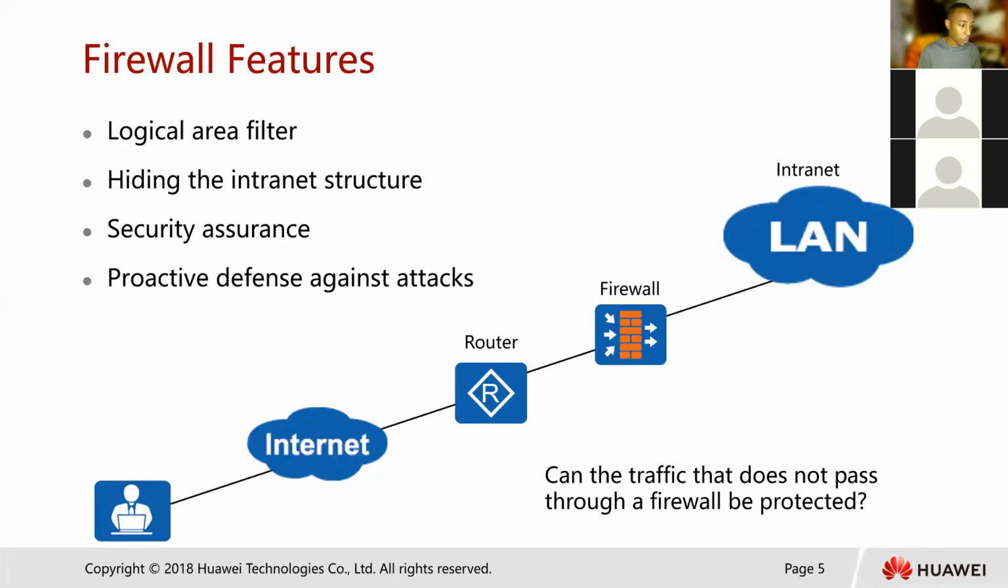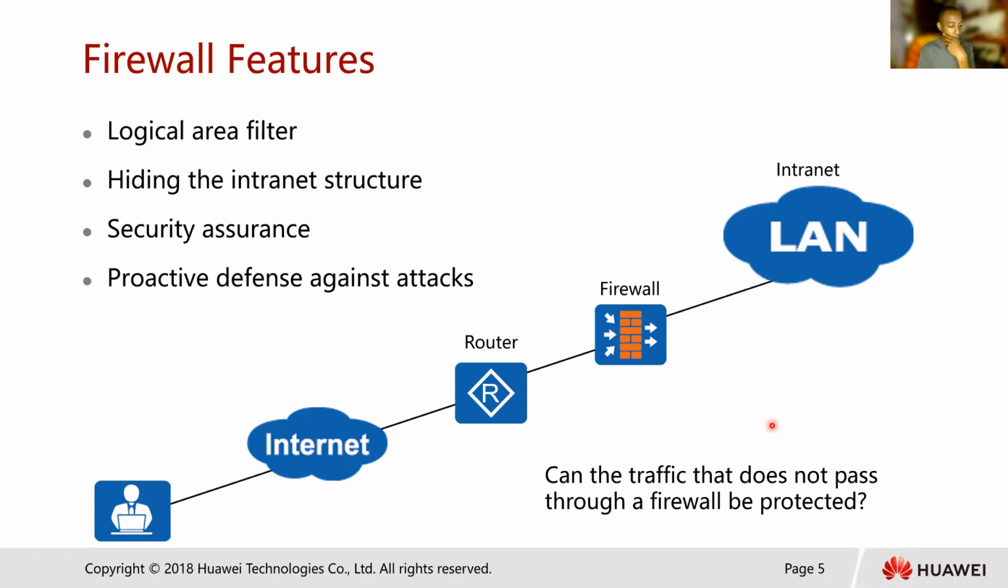So let's start with the overview. Some of the features that a firewall usually has: a firewall always has a logical area filter. It is also used in hiding the internal structure, making it not really visible to people outside the network, for example, from the internet. Another thing is providing security assurance and also some proactive defense against attacks, meaning that you don't have to react when an attack has happened. The firewall would actually help you do much more when you are about to be attacked. Think of it like the way you usually have a perimeter fence in your neighborhood, it actually helps you.